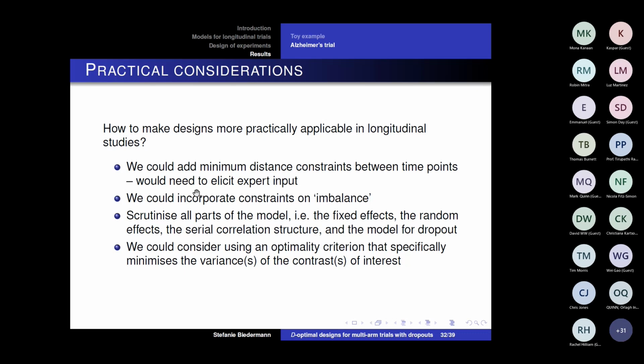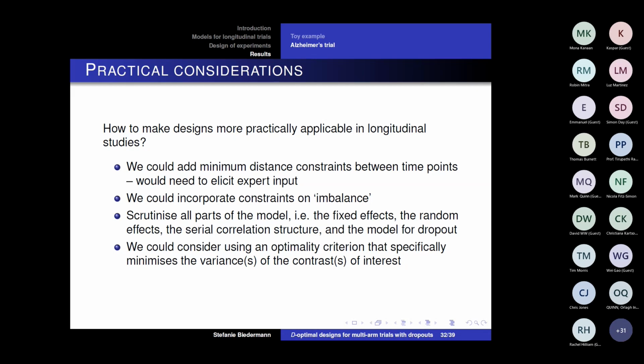We could also incorporate constraints on the imbalance, because it seemed rather imbalanced what we got, 84 to 60. And in particular, since the 60 were in the group where we actually expect more dropouts, that was not so intuitive. We also need to scrutinize all parts of the model, see if all the fixed effects we have are right, or the random effect structure, the serial correlation structure, and also the dropout model needs more scrutiny.